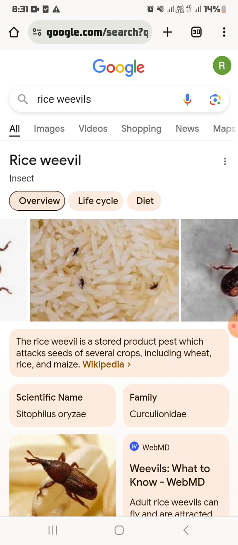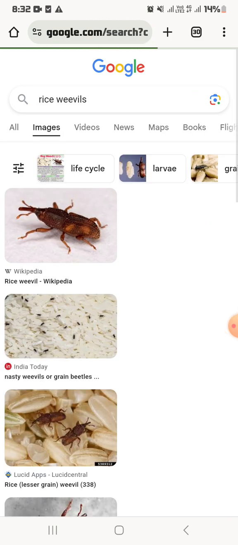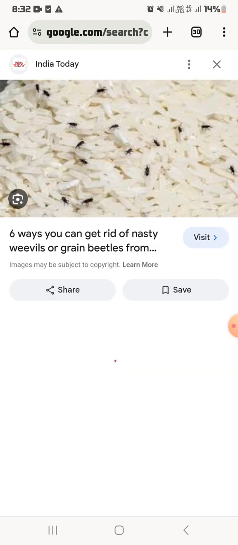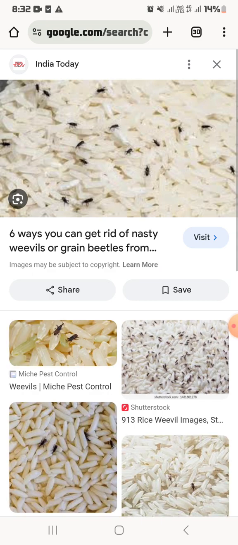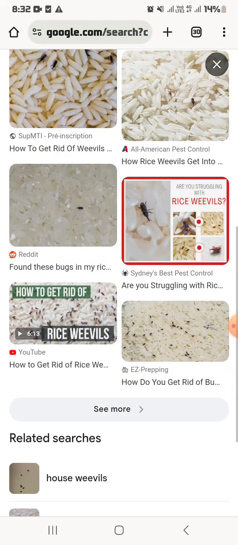Here see, it will be like lice. Like that it will be. When the food gets spoiled, it will come. So the food will get spoiled due to these physical changes, I mean physical factors. So here you can see this insect, right?